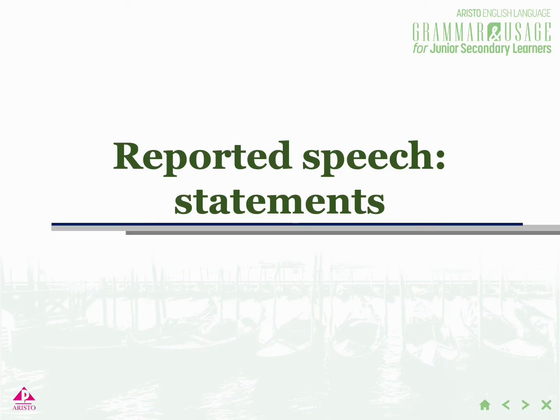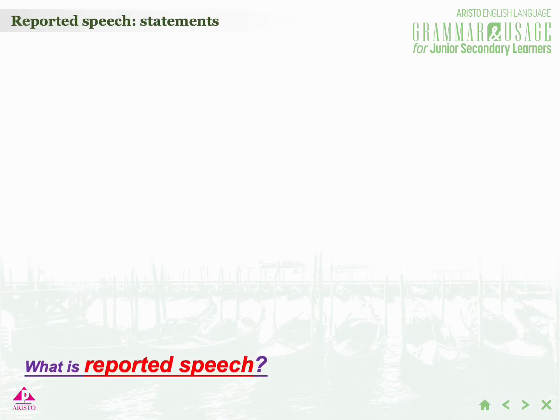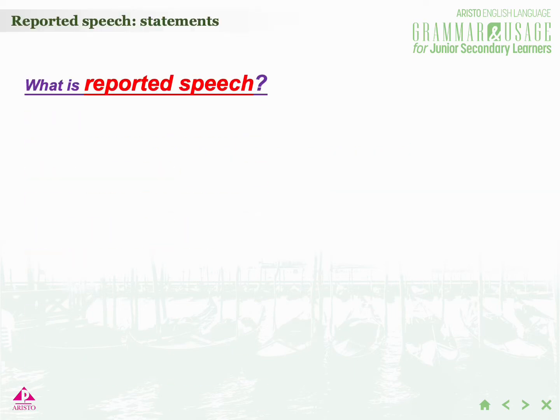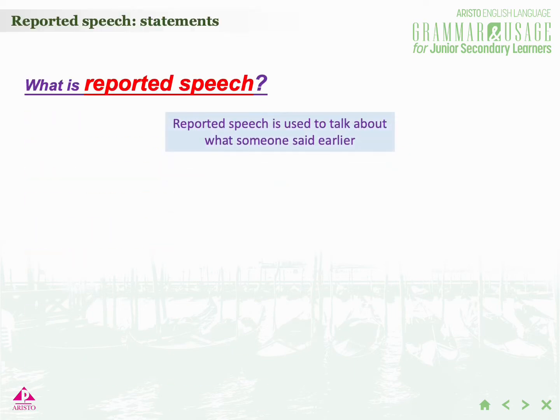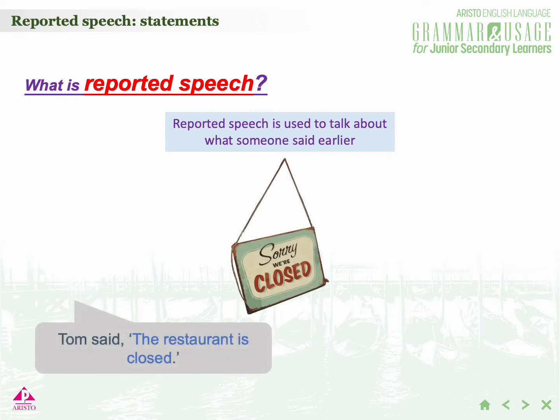In this video, we will be learning about statements in reported speech. What is reported speech? Reported speech is used to talk about what someone said earlier without repeating that person's exact words. In contrast, direct speech refers to reporting what someone said using their actual words. Here is an example. Let's say that Tom said, "The restaurant is closed."